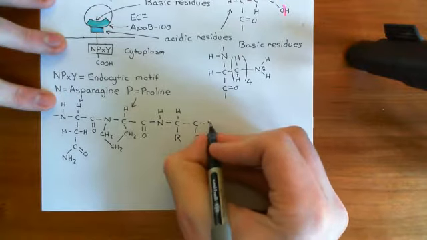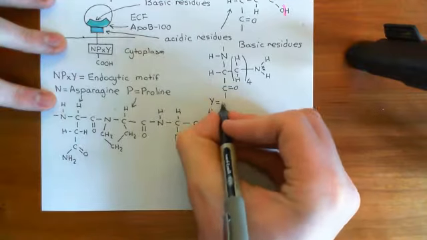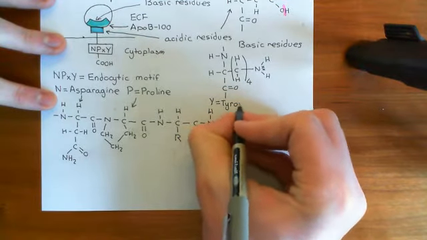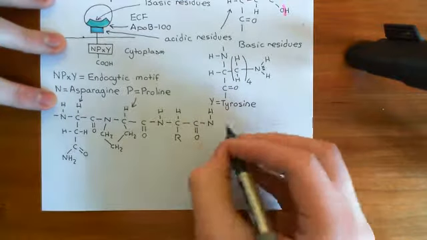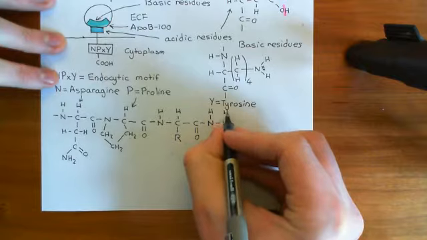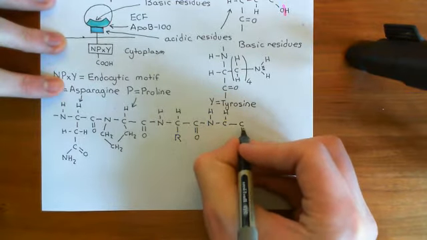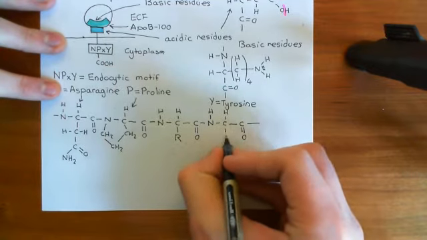Okay, and then the final amino acid you have is Y, which stands for tyrosine. So the single letter amino acid code Y means tyrosine. So here's the amino group, here's the alpha carbon with a hydrogen coming off it, here's the carboxylic acid group, and then it will be linked to the amino group of the next amino acid along.